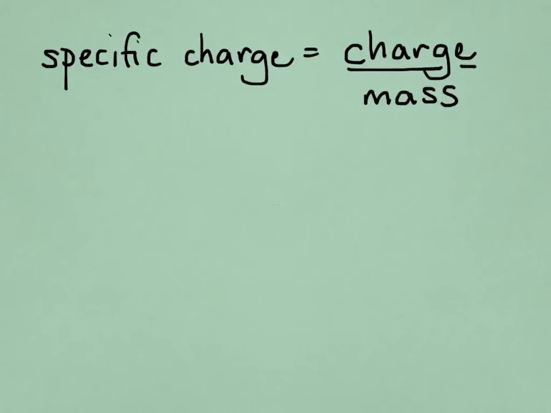So the definition of specific charge is it's the charge of a particle divided by the mass of the particle. Nice and simple. The units are coulombs per kilogram. So coulombs for charge, kilograms for mass.